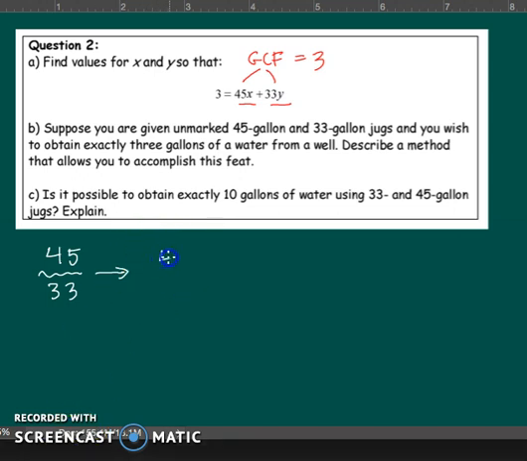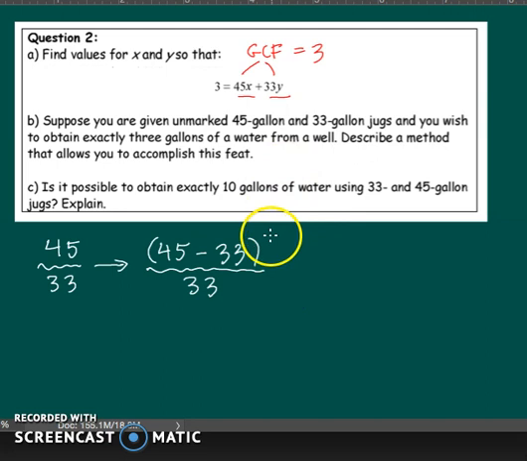So I know that 45 minus 33 is 12, but I'm going to leave it in this form. So I'm just going to keep 45 minus 33 up here. And on the bottom, I'm going to write 33. And I'm just going to make a little note to myself up here that 45 minus 33 is equal to 12, just so I can clearly see what I'm working with. That's just a note to us. Okay, next up.